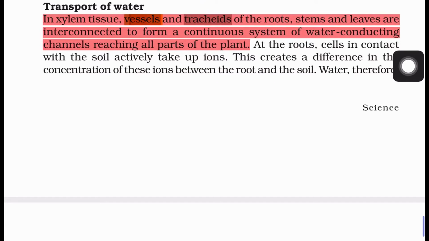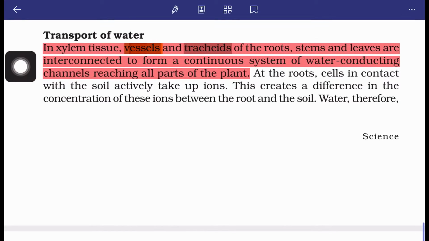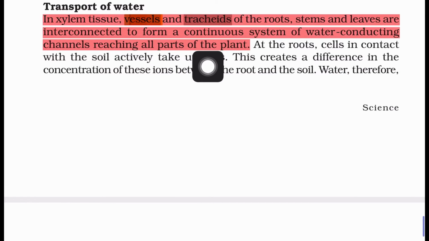As you know, in xylem tissue there are some sub parts. Number one is vessels, and tracheids. So the roots, stems and leaves of the plants have vessels and tracheids, which are part of xylem tissue, and they are interconnected to form a continuous system and make a channel. By this channel they can reach the materials to the required position.